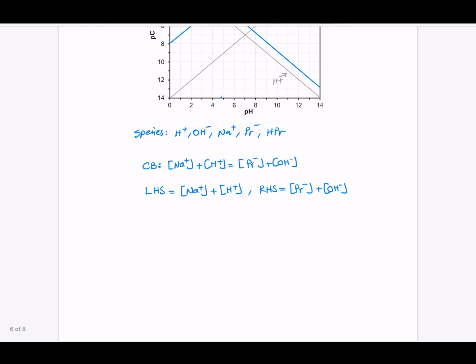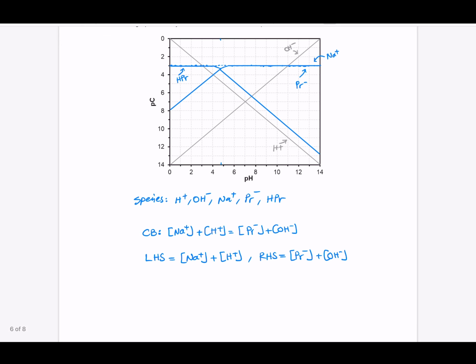So we can follow the previous logic and actually draw this left-hand side, right-hand side, figuring out where they cross. And then we know how to combine two species to get to the second line. So it's something that we practiced in the previous two examples. So let's draw the left-hand side, tracing the sodium line versus the proton line.